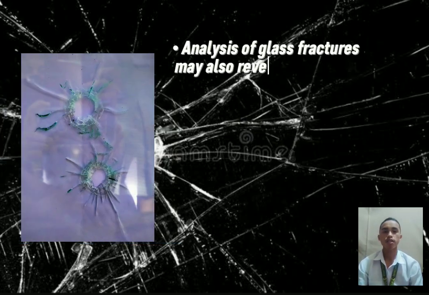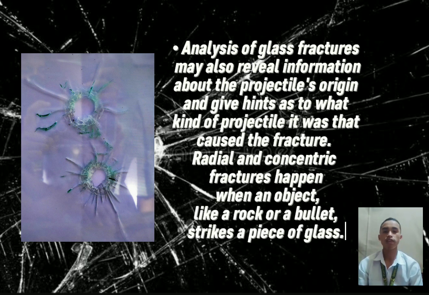Next is the importance. Analysis of glass fractures may also reveal information about the projectile's origin and give hints as to what kind of projectile caused the fracture. Radial and concentric fractures happen when an object like a rock or a bullet strikes a piece of glass.